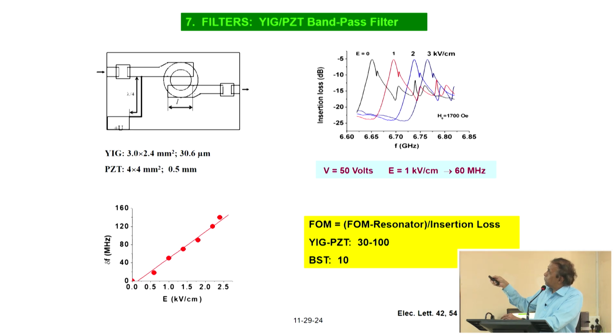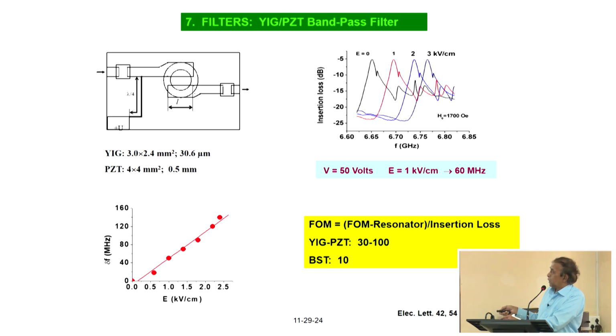Then you apply an electric field across PCT. It moves the whole entire pass band from 6.65 to 6.725. Then you increase the electric field further. So the pass band is shifted to higher and higher frequency as the electric field is increased. So that is tuning the operating frequency of this filter. Okay? So you can tune it by as much as 125 megahertz for a field of around 2.5 kilovolt per centimeter.